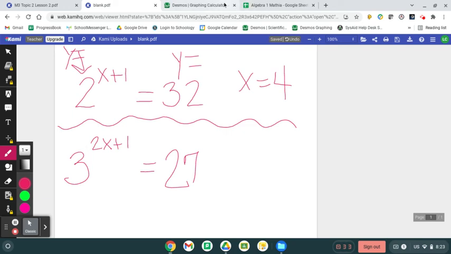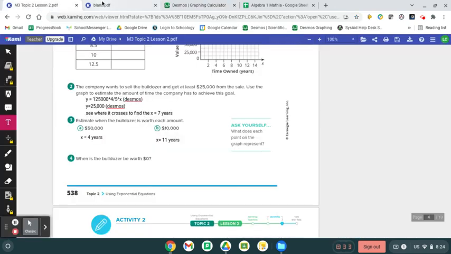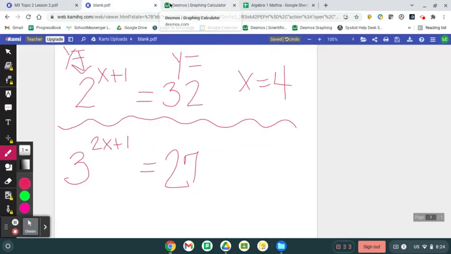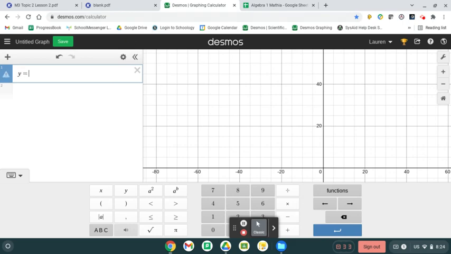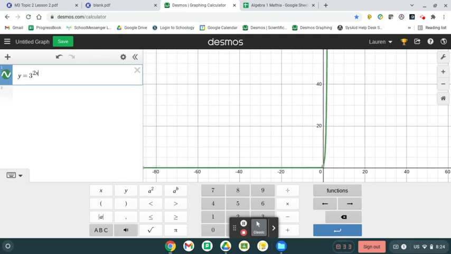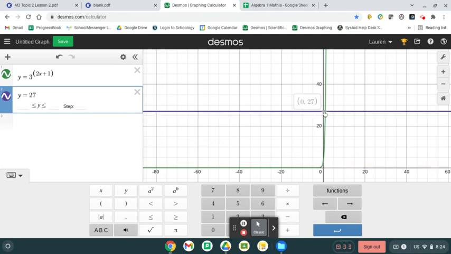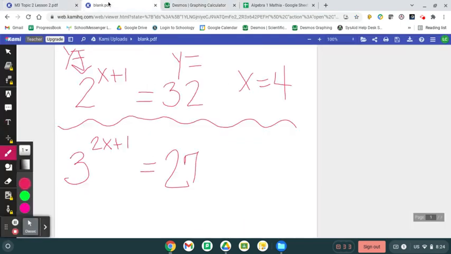So if we did this one, we want to know what x equals. And again, you'll see this on Mathia somewhere. Sorry. 3 raised to the 2x plus 1. Whoops, I forgot. I told you guys you have to do this in parentheses, and then I didn't do it. And then y equals 27. And the x would be 1 there. So that's another way of solving.